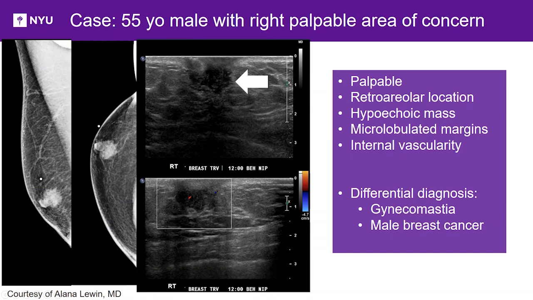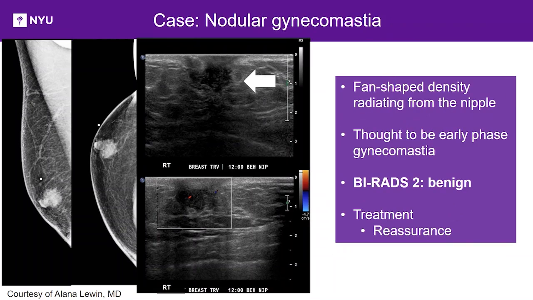That's what it turns out to be most of the time, and we're here really to exclude the chance it's going to be a male breast cancer. So as I mentioned, this is another example of that nodular gynecomastia with usually that fan-shaped density that radiates from the nipple. And this is really thought to be an early phase of gynecomastia. And again, if you see these findings, you're going to give the assessment of BI-RADS 2, benign finding, and then not to recommend imaging follow-up and reassurance.